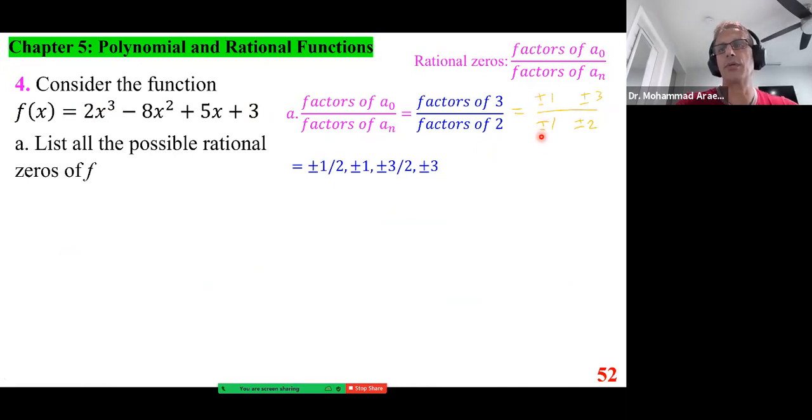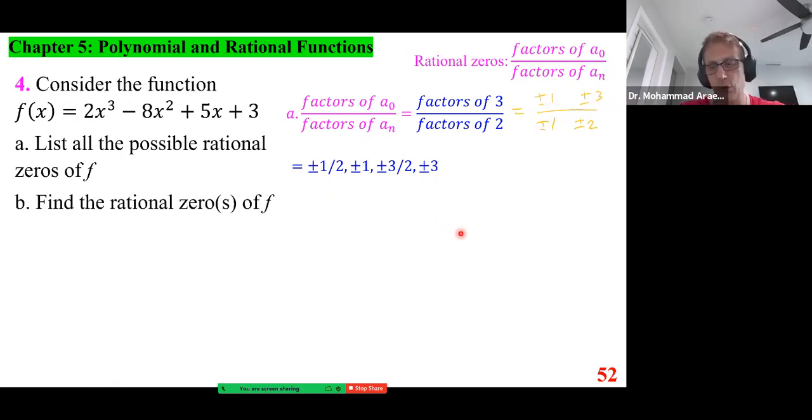Plus minus 1 over plus minus 1, plus minus 1 over plus minus 2, plus minus 3 over those. These are the answers. Now we want to find the rational zero. The process is that you keep on putting these numbers until you get a 0. I'm not going to go through the process, but if you plug in number 3, it results in 0. Therefore, 3 is a 0.